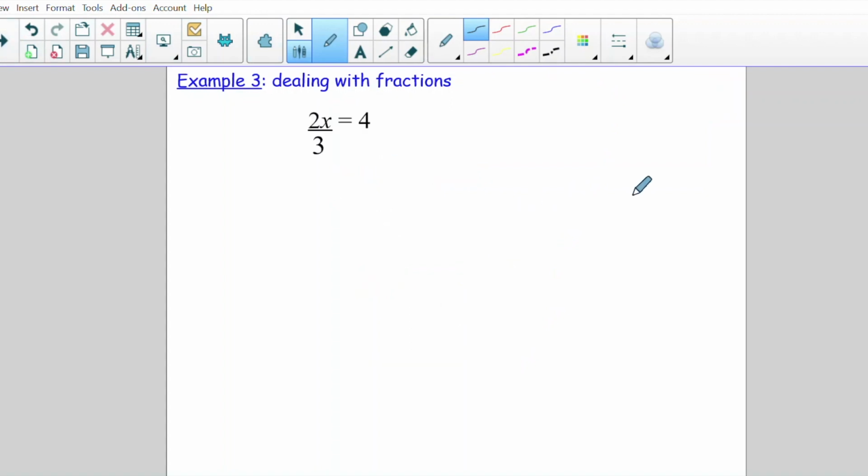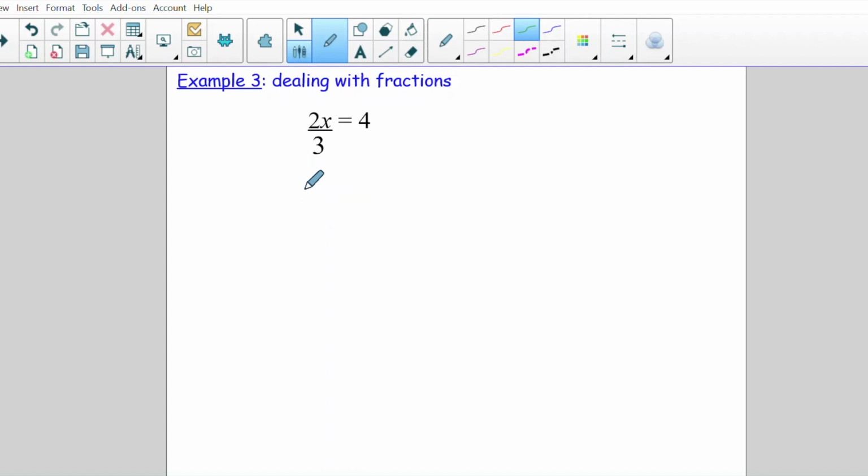One more to have a look at involving a fraction. So this time my x has been multiplied by 2 and divided by 3. Now in BIDMAS it doesn't actually matter which order we multiply or divide in, so it doesn't actually matter whether we undo the multiplying by 2 first or the dividing by 3 first. It's normally easier though to get rid of the fraction first.